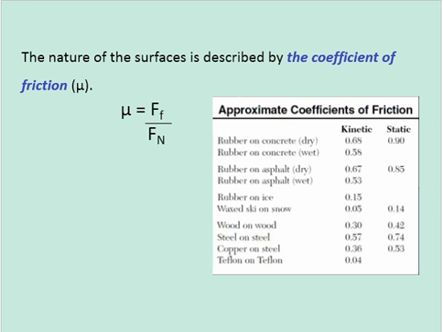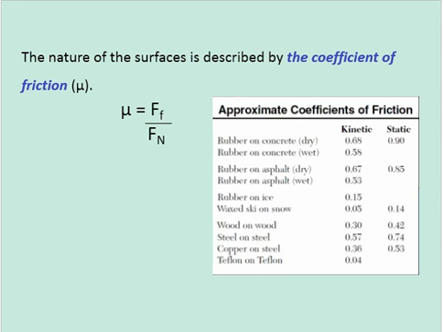So you can look, for example, here, there are several. Rubber on concrete that is dry, rubber on concrete that is wet. There's a whole bunch of them. But you might notice that there's also two types of coefficients given. One is a kinetic and one is a static.